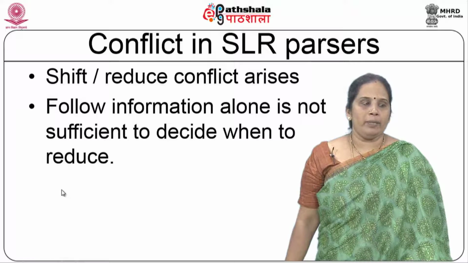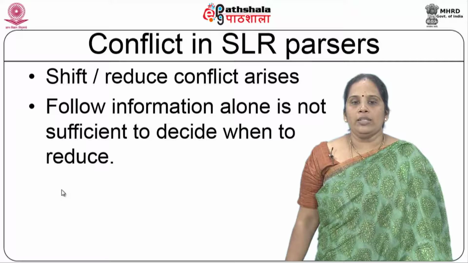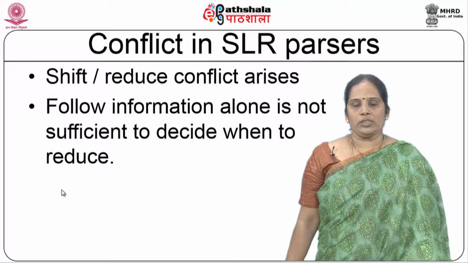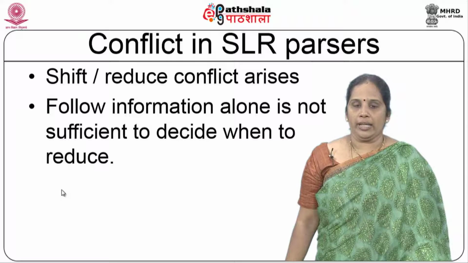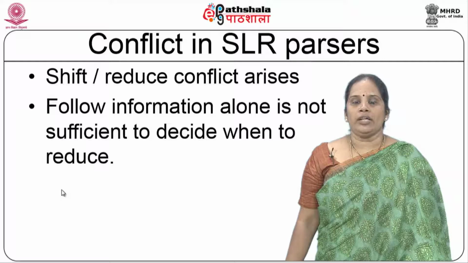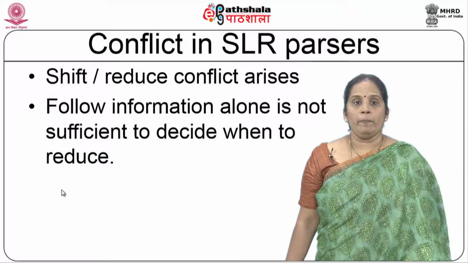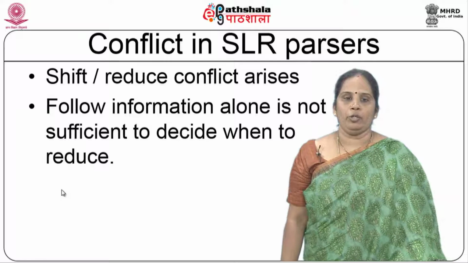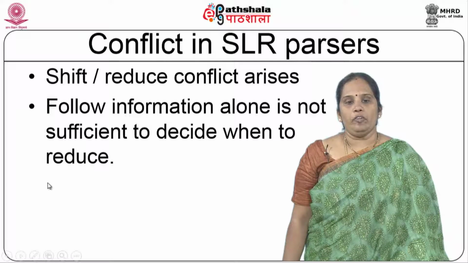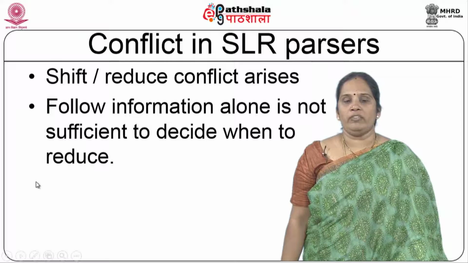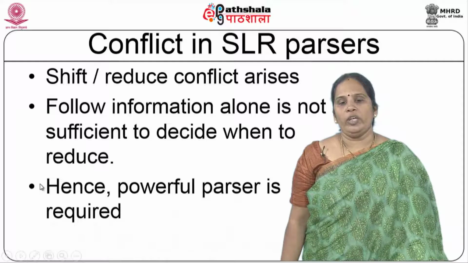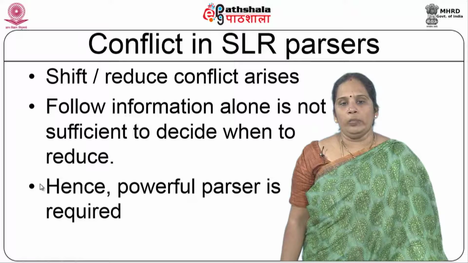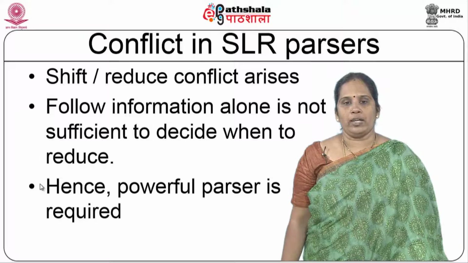Because in SLR parsers, the follow information alone is used for determining the reduction. So, when I have A produces alpha dot, I look at the follow of the LHS non-terminal, which happens to be A in our case, and at the intersection of that item number and the follow of A, I mark the reduction by A produces alpha. But that information alone is not sufficient to decide when to reduce. That is the reason for this conflict in SLR parsers. So, we need a more powerful parser which is going to overcome this shift-reduce conflict.